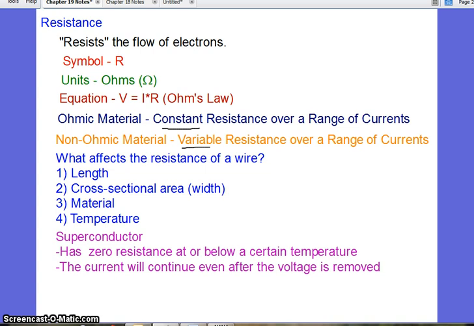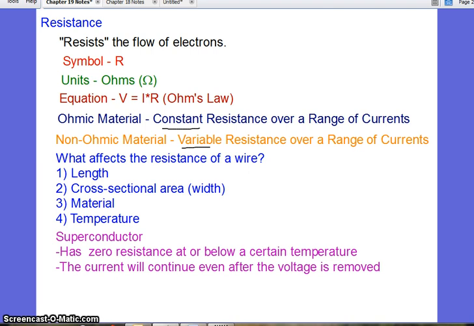The last thing is temperature. With temperature, the colder the temperature, the lower the resistance. The hotter the temperature, the higher the resistance. And the reason is because of the entropy of the material itself. Entropy is just saying how organized or how orderly the particles are. So as we get colder, the particles get more organized, which means it's easier for the electrons to move from one atom to another. And therefore there is less resistance.